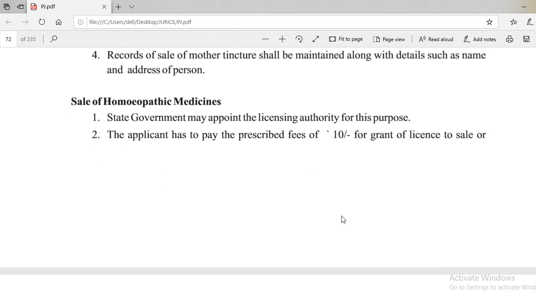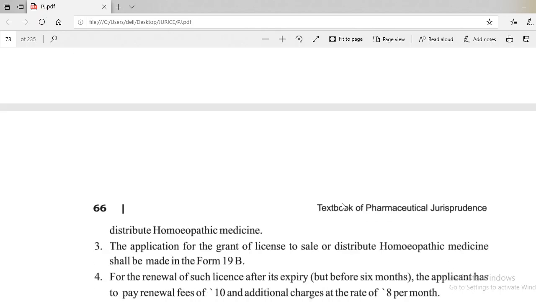Then sale of homeopathic medicine. State government may appoint the licensing authority for this purpose. The applicant has to pay the prescribed fees of 10 rupees. Oh, it is too much, right? 10 rupees of fees for grant of license to sale of homeopathic drugs.